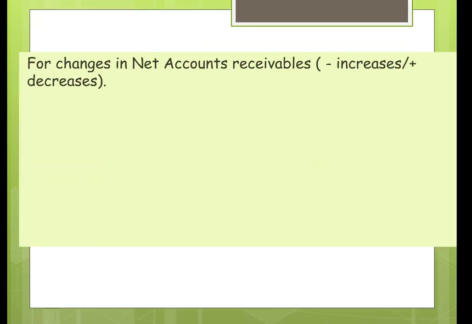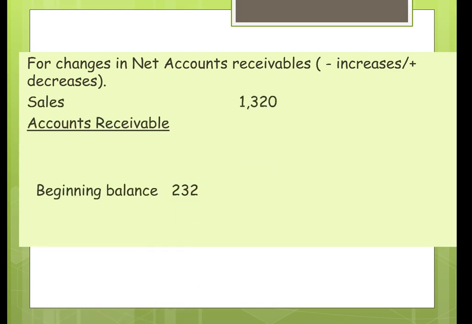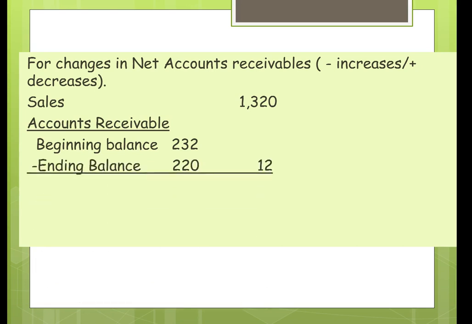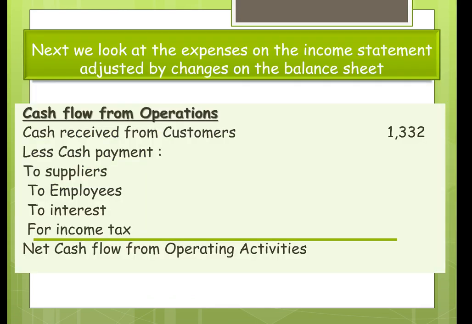So what we're going to do for changes in net accounts receivable, we're going to back out any increases and add in any decreases. So our sales, and then we're going to look at the difference between the beginning and ending, and we went down by 12, which means that we received $12,000, if this is really thousands, $12,000 more than we billed in sales, which means our total cash receipts from customers is $1,332,000. And we can put that now on our cash flow from operations, and that would be our first line item right there.